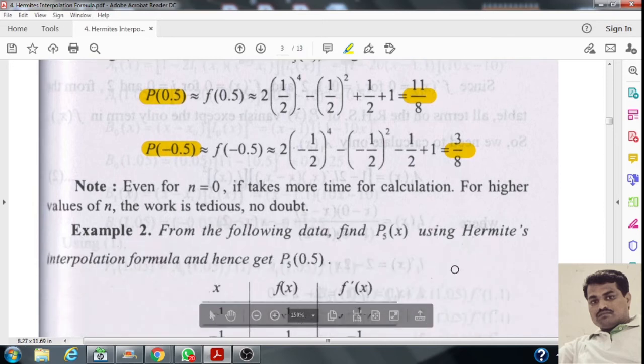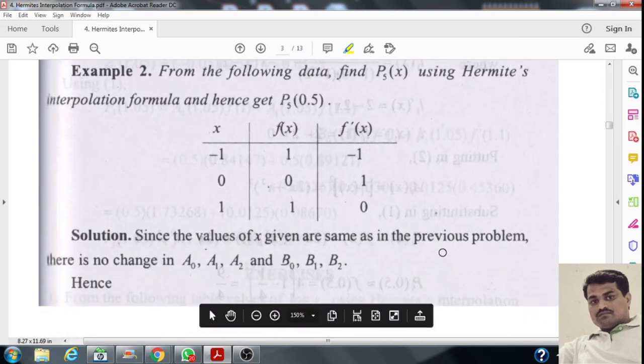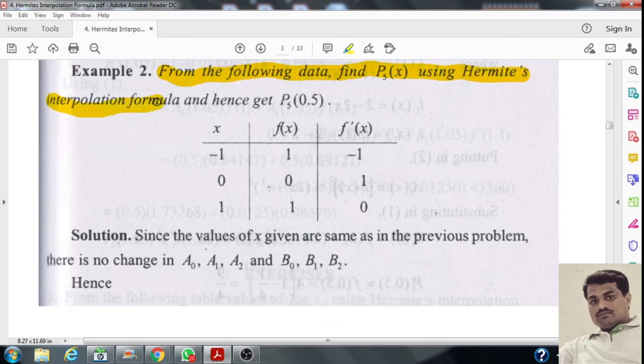Also, for our better understanding, we take another problem. Here the problem is, from the following data, find p5 of x using Hermite's interpolation formula, and hence get p5 of 0.5. And here given in the first column values of x, in the second column f of x, and in the third column f dash of x. You carefully read the values of x, f of x and f dash of x.